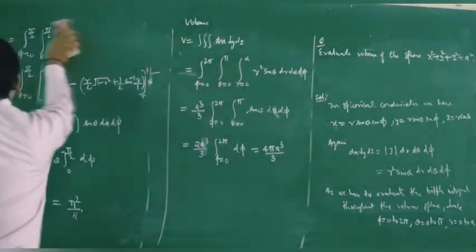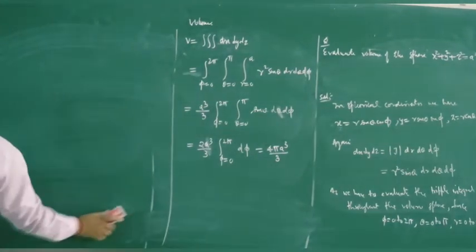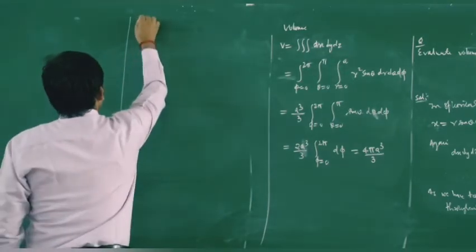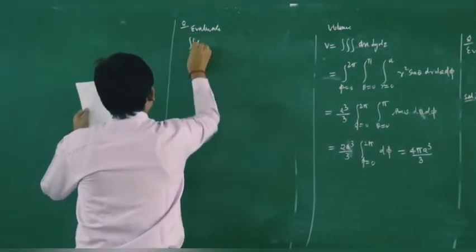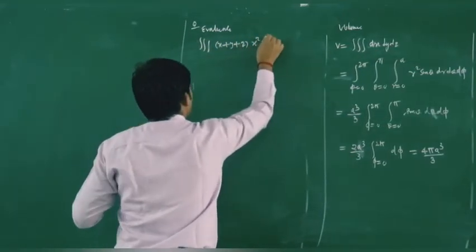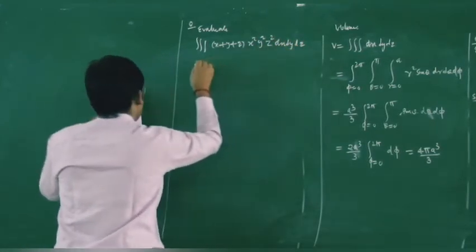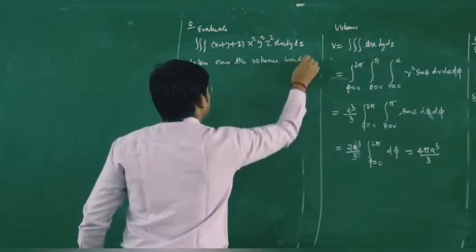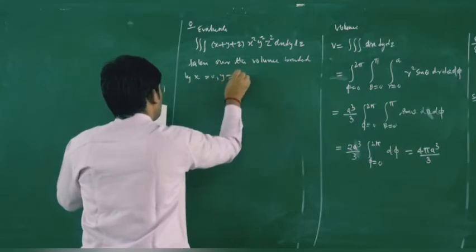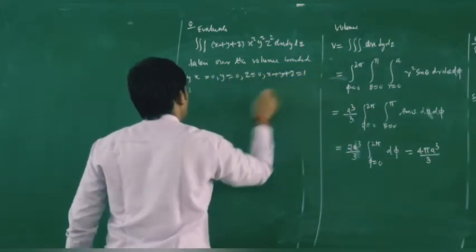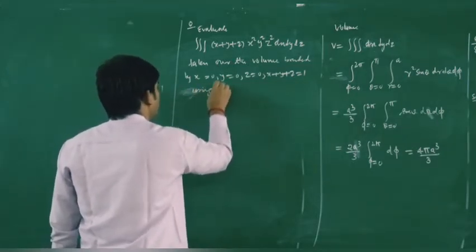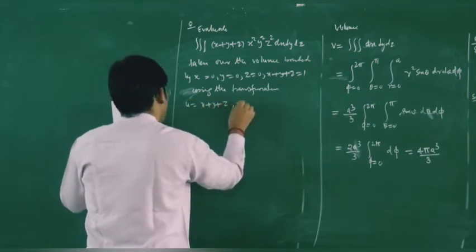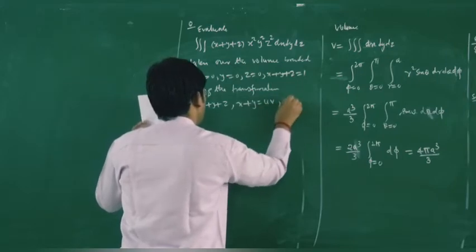Now our next question is, evaluate this triple integral of x plus y plus z times x square y square z square dx dy dz, taken over the volume bounded by x equal to 0, y equal to 0, z equal to 0, x plus y plus z equal to 1, by using the transformation u equal to x plus y plus z, x plus y equal to uv, and y equal to uvw.